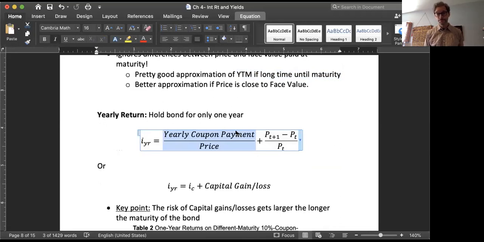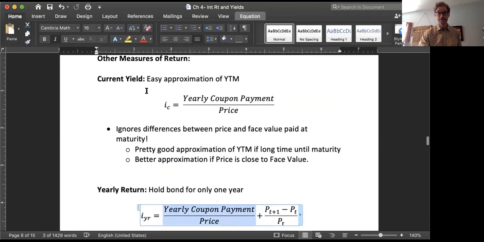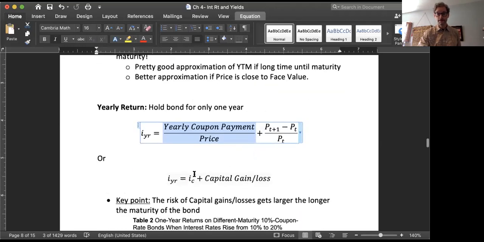Notice that this first part of your yearly return is just the current yield. But the other part of your return is what happens if the price changes. I might buy the bond at the beginning of the year at one price, but at the end of the year, there might be a much different price. So this second part of the yearly return is the percent change in price. We often call this the capital gain or the capital loss. So if the price of the bond changes, that also is going to impact your return.